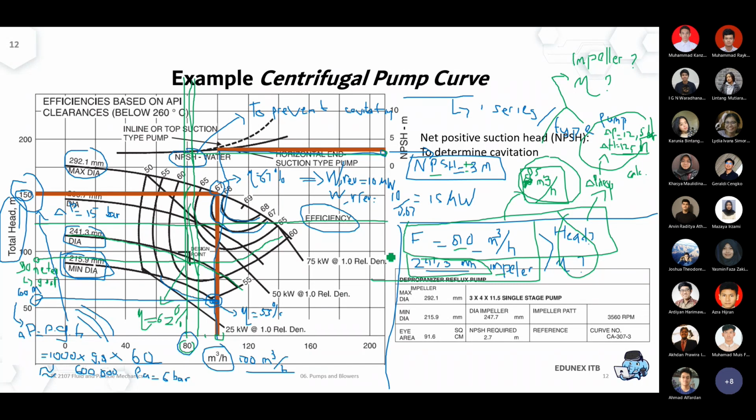Now, what is my selected impeller, and what would be your efficiency? Sir, is the impeller the 266.7 millimeter, and the efficiency would be 65. Yeah, correct. So your impeller should be the second to largest option, the 260 something, and your efficiency would be that intersection, the 65.